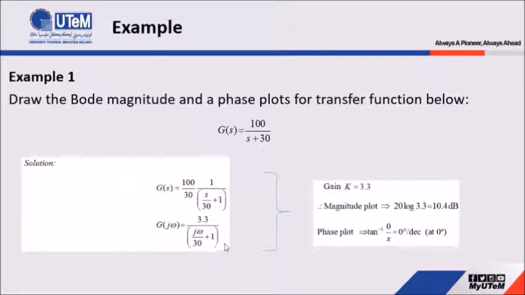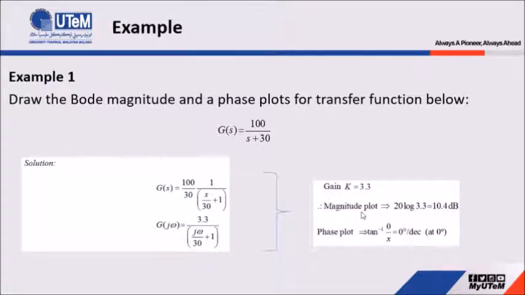Based on this result, we know that the cutoff frequency for this equation is at 30, which is considered a low frequency, where the magnitude plot starts to change 20 dB per decade. In this case, it decreases negative 20 dB per decade because this j omega is in the denominator part. Based on this equation, we can also calculate this k. In this case, k is equal to 3.3. So based on this value of k, we can calculate the magnitude for this gain, which is equal to 20 log 3.3, which is equal to 10.4 dB.